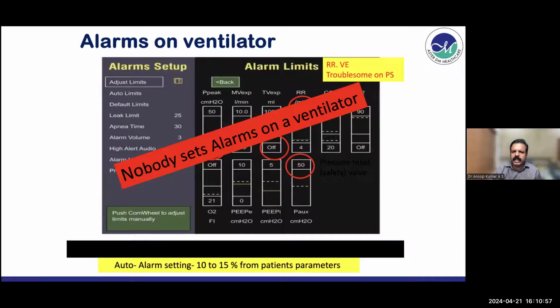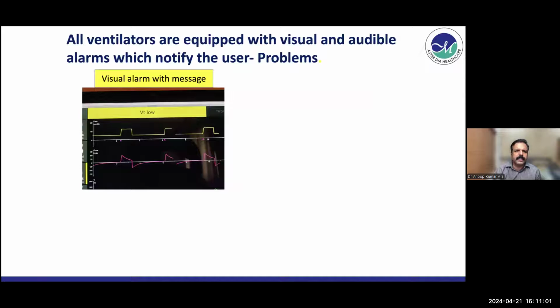Each mode, again, can have different settings, which we'll come to later. Almost all ventilators, especially ICU ventilators, are equipped with visual and audible alarms, which notify the user of problems happening to the patient or problems encountered during ventilation.